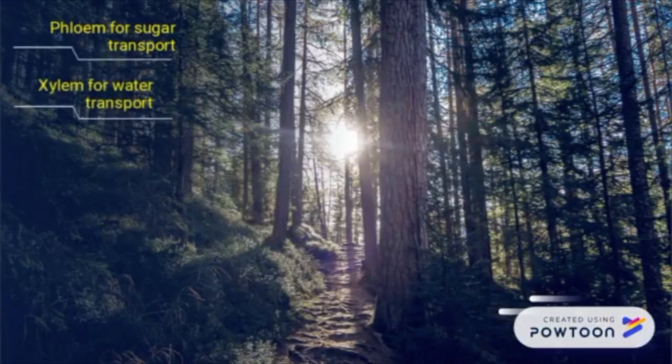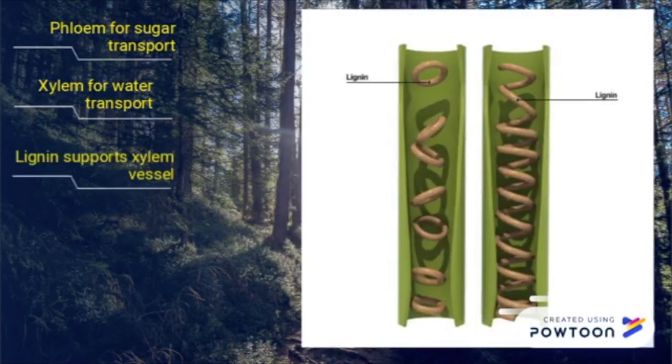Also, angiosperms have phloem and lignified xylem to transport sugar and water respectively around the plant. This lignin in the xylem acts as a structural support since the mature vessel is made of dead cells.